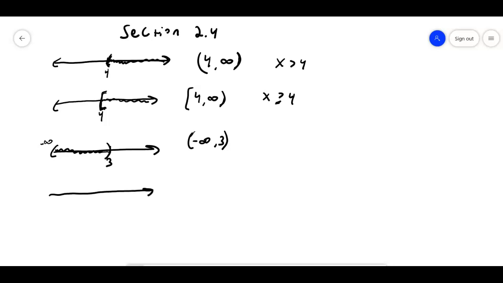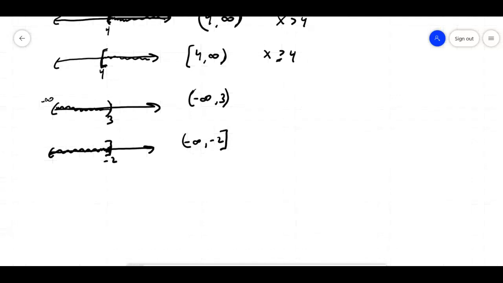So let's just look at one more. Let's say this was -2 with a square one. Again, I come left to right. I go negative infinity to -2, and it would have the square bracket. What these ones would look like is x is less than 3, or x is less than or equal to -2.